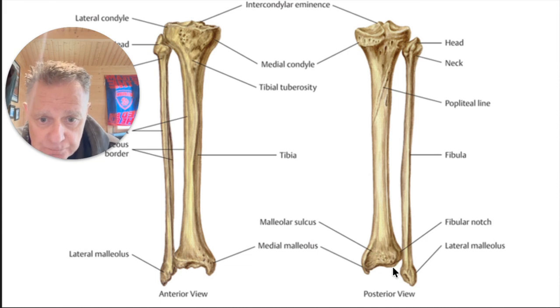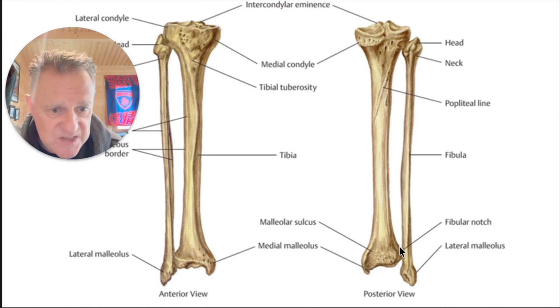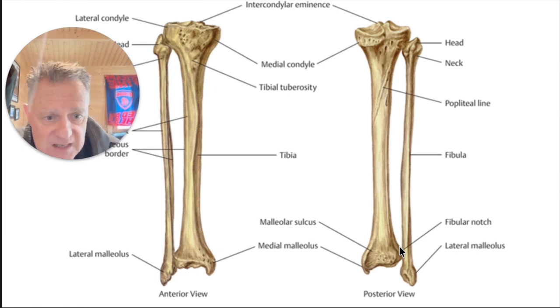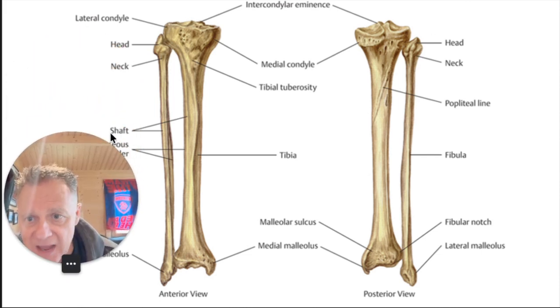Fibula notch, also distal on the tibia, and that can be seen posteriorly. Is the concave surface on the distal lateral tibia that articulates with the fibula. So the fibula notch is essentially where the fibula actually articulates with the tibia itself. As far as the fibula goes, we talk about a fibula head. So obviously you can see that both anteriorly and posteriorly.